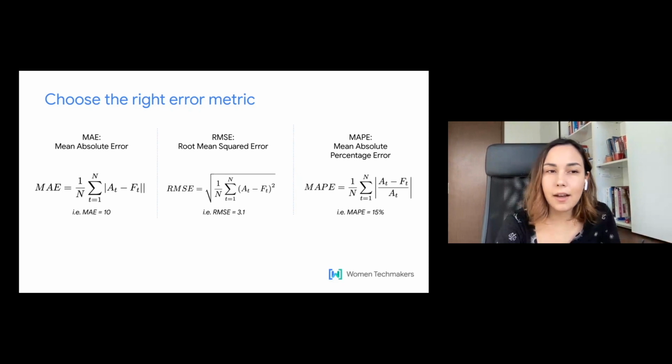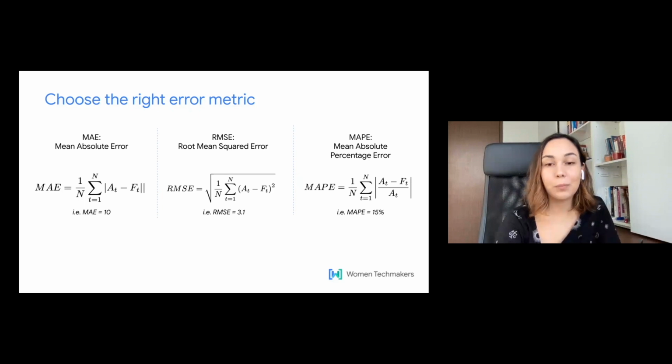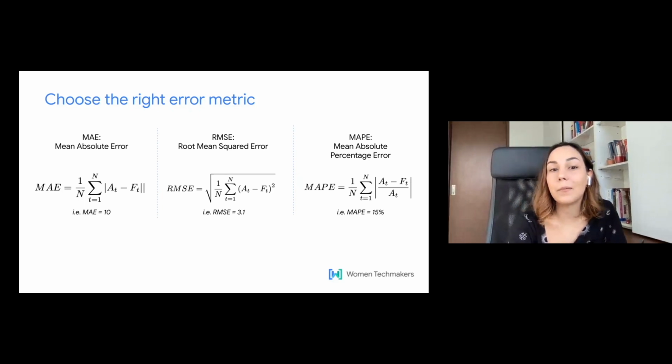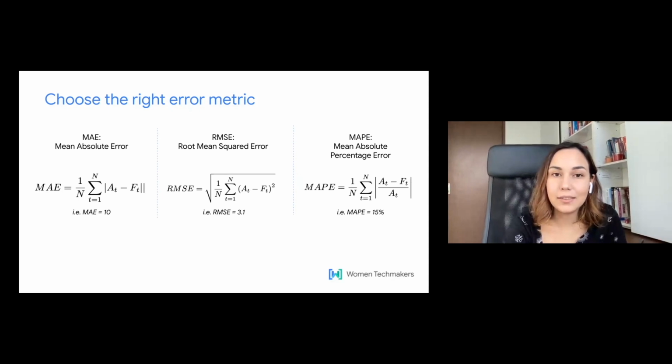This is a metric that is hated by data scientists. And can you see why? Can you see what potential problems there might be there? For example, what happens when the actual goes to 0?